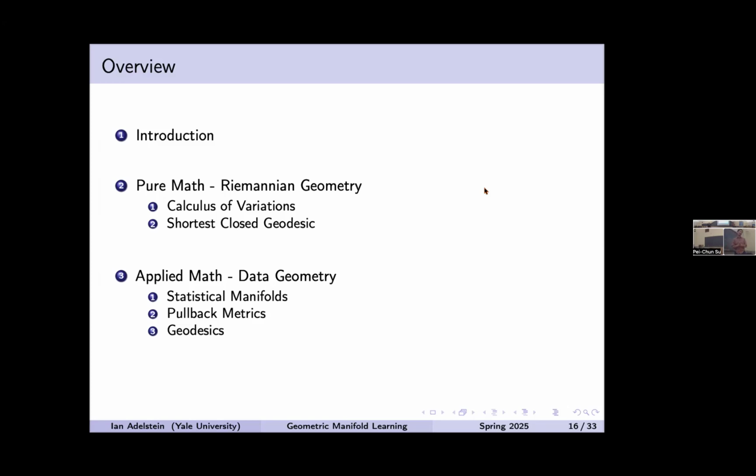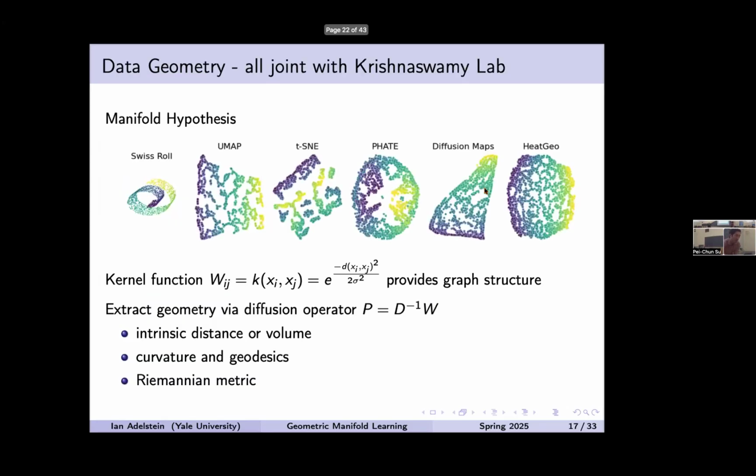Okay, well then, it's time for the applied math portion of the talk. And so, again, I'll say this is all joint with the Krishnaswamy lab. And I have a slide on manifold geometry. This is just some basics. We start with the manifold hypothesis. So super high dimensional data often live on or near a much lower dimensional manifold. This kernel function is sort of what allows us to take our high dimensional data and put a graphical structure on it.